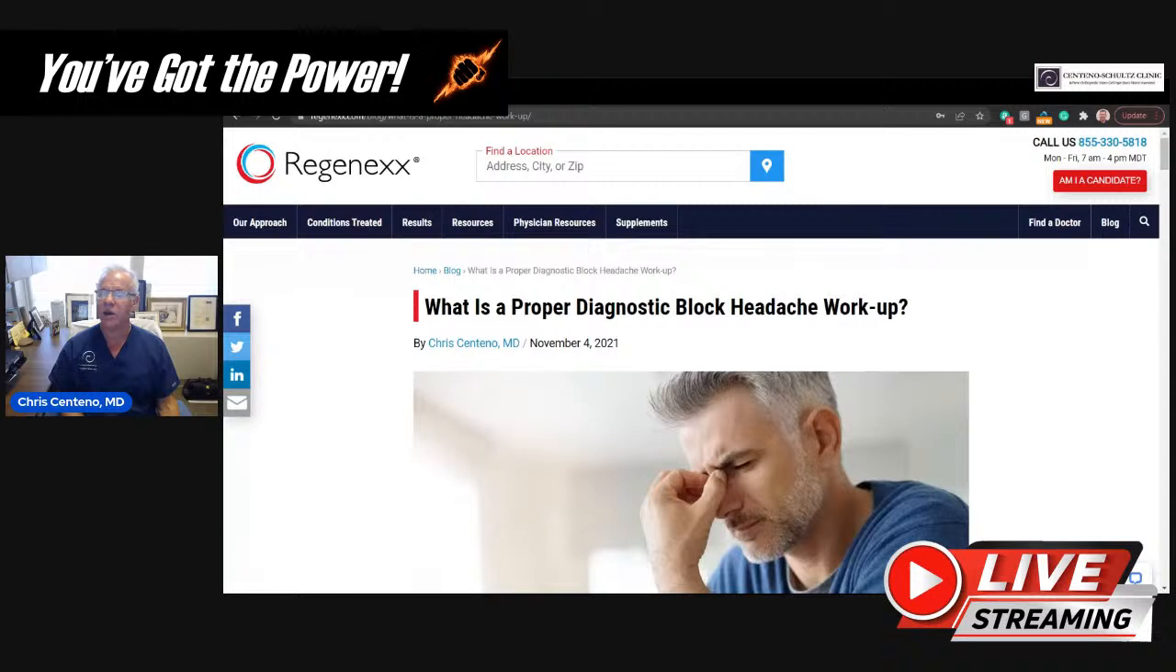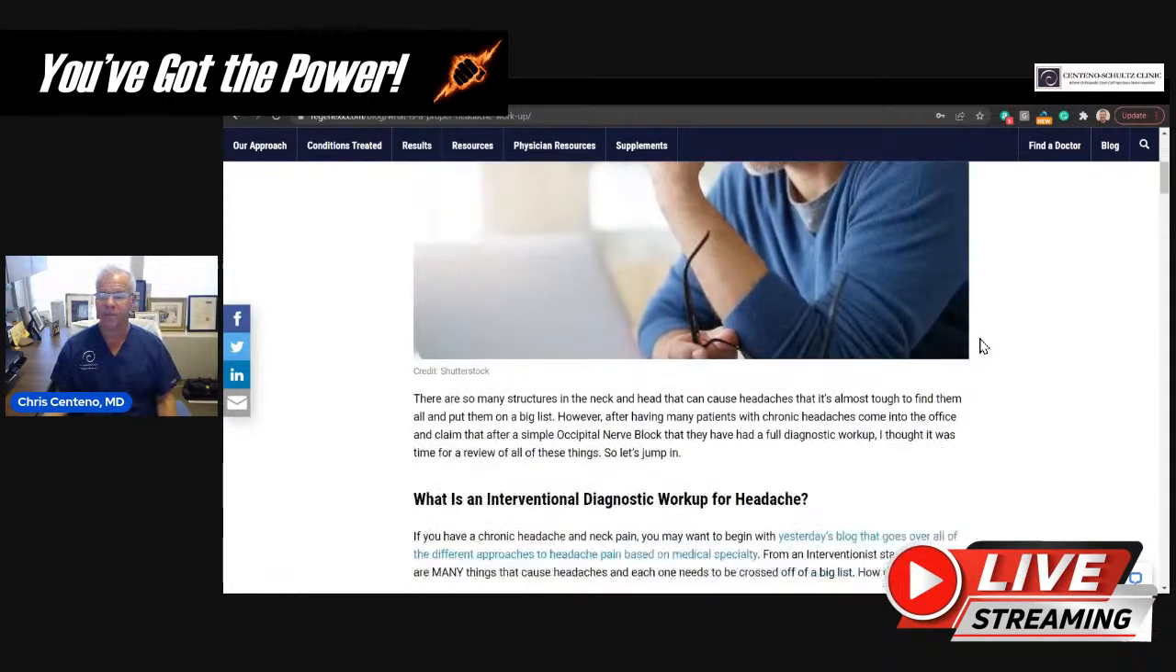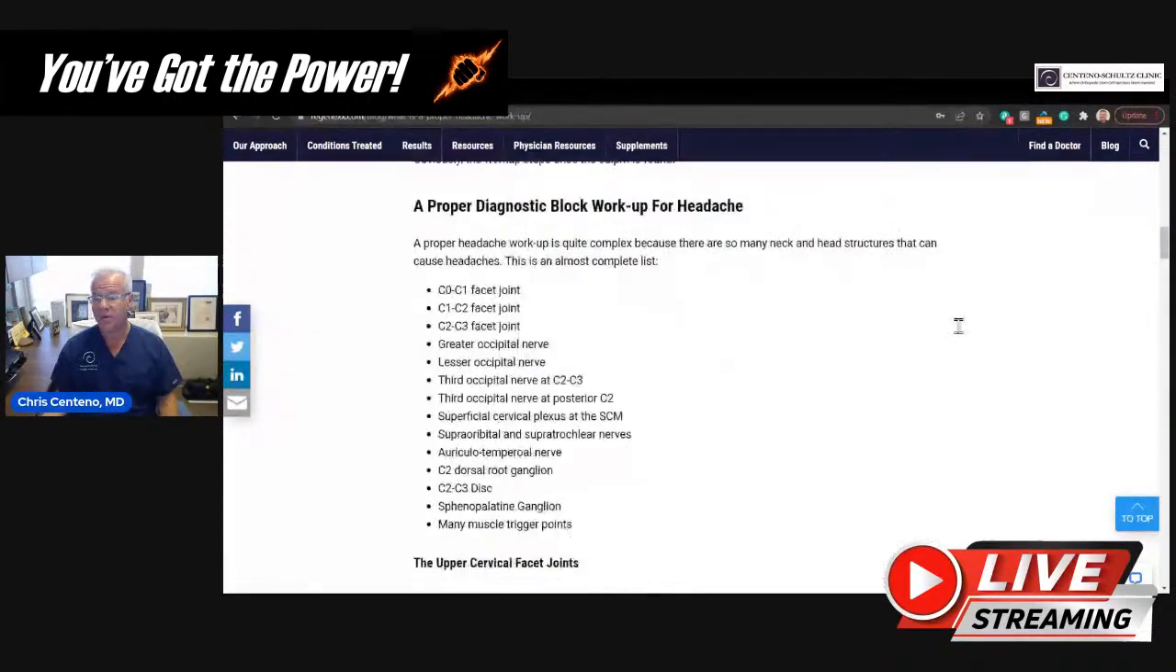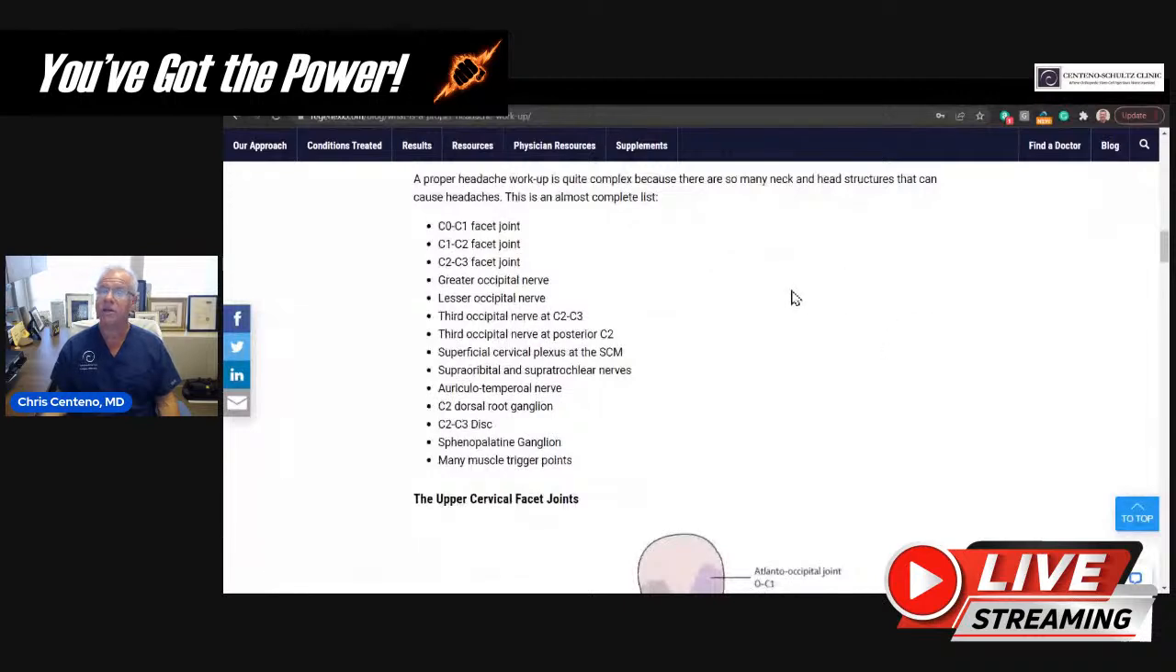A diagnostic workup is trying to figure out which specific structure in the neck is causing headache. In order to do that, you've got to do what's called a block. So you have to specifically, under imaging guidance, numb a structure and then see if the headache goes away. That's called a diagnostic block workup. Now, we could do one of those in every single patient who has craniocervical instability, but as you can see here, the list is pretty long of the things that can cause headaches.